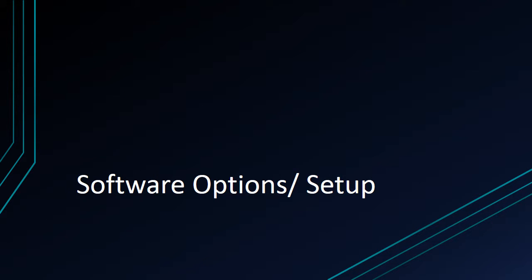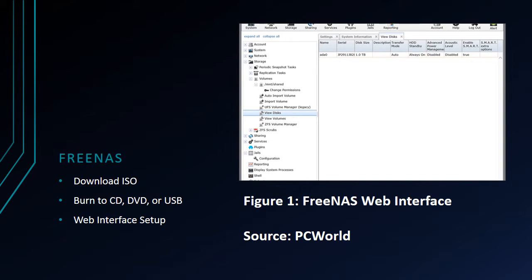Now there are many different options when it comes to software, but we'll go over a couple of them. First of these options is FreeNAS. Now in order to install it, you'll need to download the ISO and then proceed to burn it to a CD, DVD, or USB. From there, you will need to install it onto that server. Once you have finished the installation, you will come to set up the web interface. From there, you can begin to set up partitions.